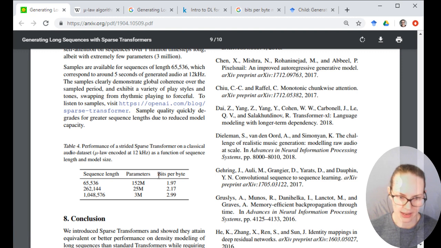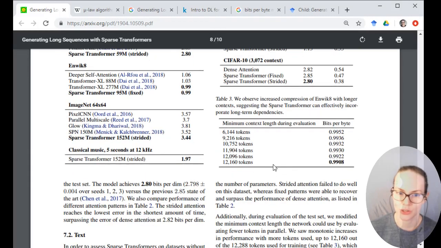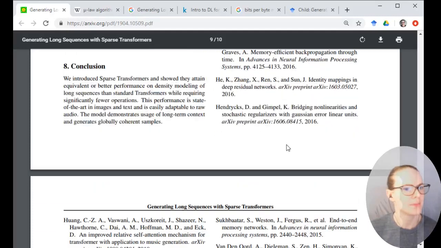And it looks like, interesting. So as you increase the sequence length, your compression gets worse and your number of parameters get worse, which is in comparison to the text results, where as you increase sequence length or context length, your compression actually gets better. Interesting.